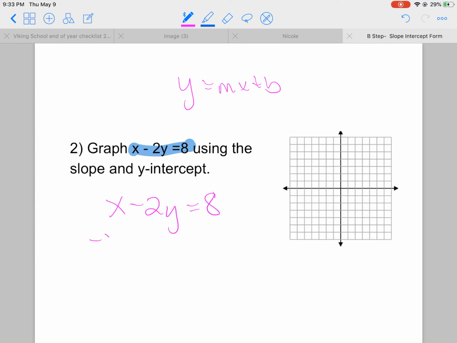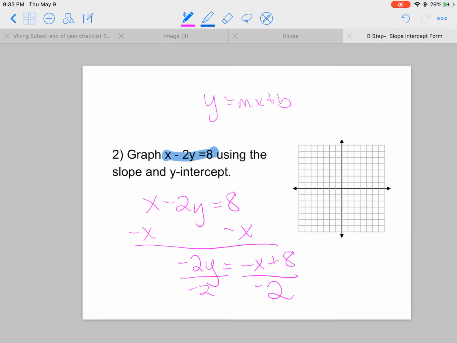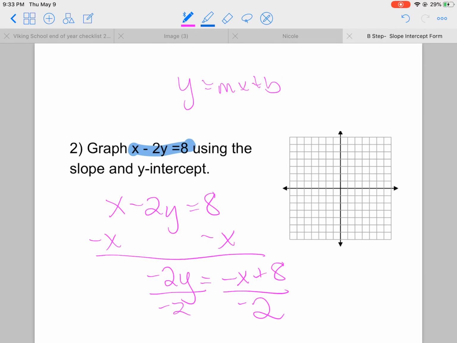You're going to want to subtract x from both sides, and then you're going to want to divide. So let's just start there. You'll have negative 2y equals negative x plus 8. Then you need to divide by negative 2. When you do that, you need to divide everything by negative 2 over here. Watch the negatives when you do your slope. And I guess that's it.